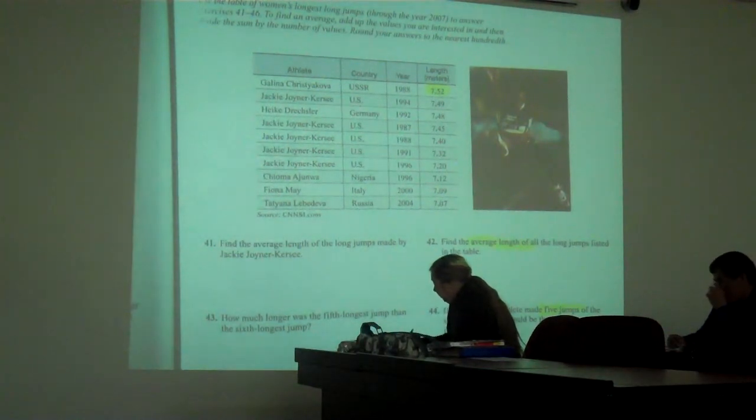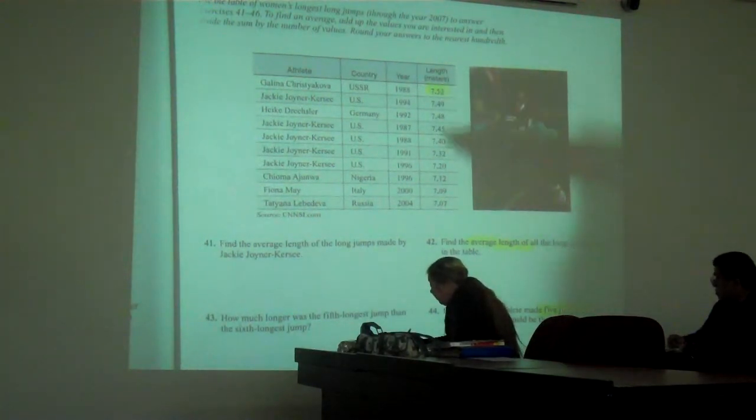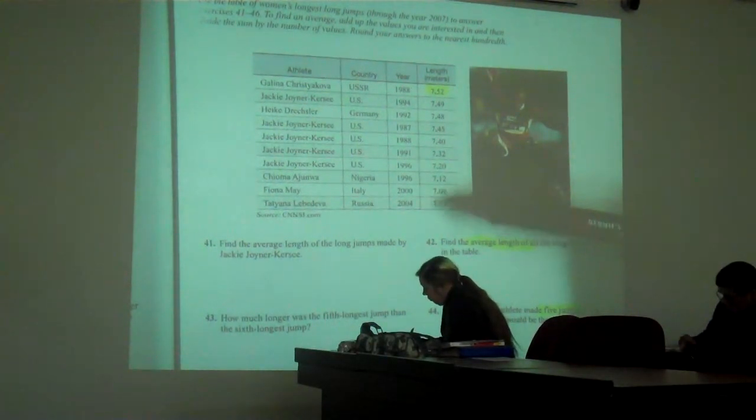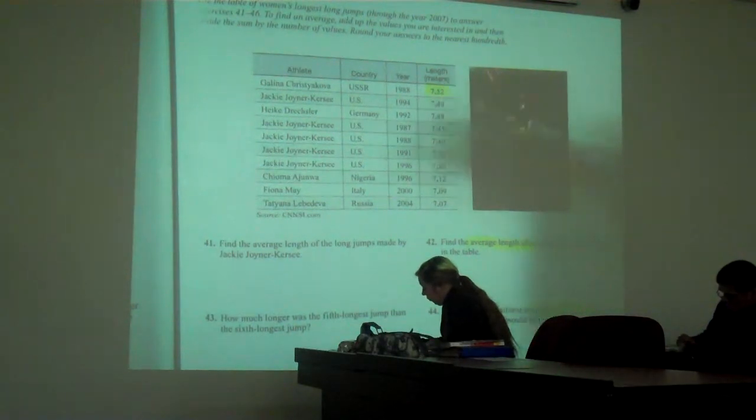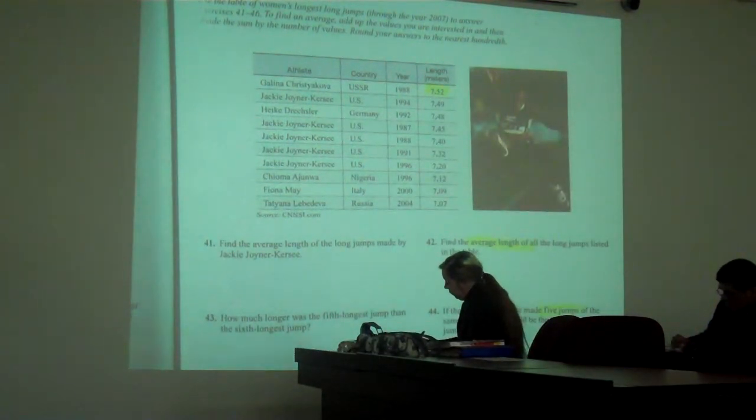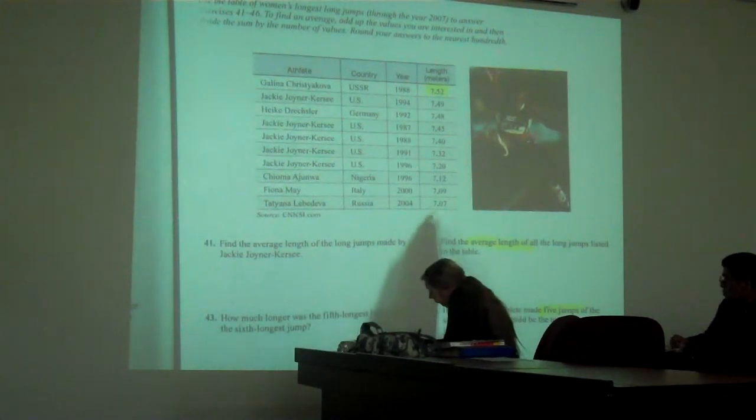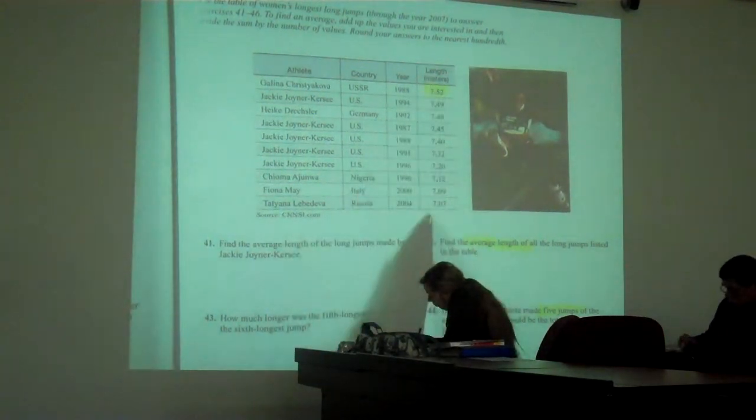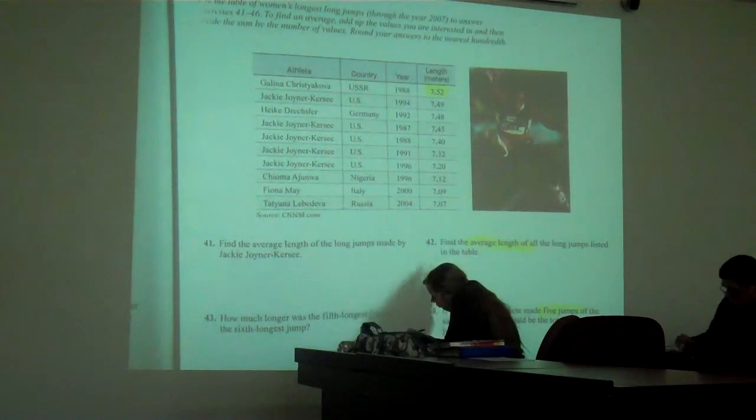So if you're doing the average length of all the long jumps, you need to add all of these lengths up, which is 1, 2, 3, 4, 5, 6, 7, 8, 9. There's 10 jumps there. So add them up, it's probably going to be 70 something, because it looks like there's 10 of them that are over 7. What will you divide by to get the average? The number of people. How many did I tell you there were? 10. So you're going to add all these up and divide by 10 to get number 42.